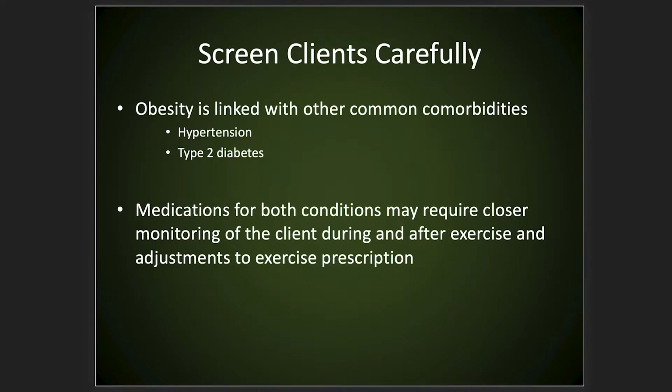Looking at screening the clients and screening them carefully. Obesity is linked to other common comorbidities, such as hypertension and type 2 diabetes. There could also be some heart disease associated with it as well. So some medications for both conditions may require close monitoring of the client during the exercise as well as after the exercise, and adjusting the exercise prescription, intensity, and duration based upon how they are reacting to it. Again, medications are going to limit some of the exercise capabilities of some individuals.